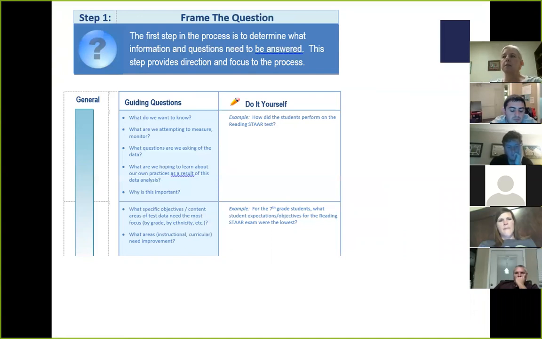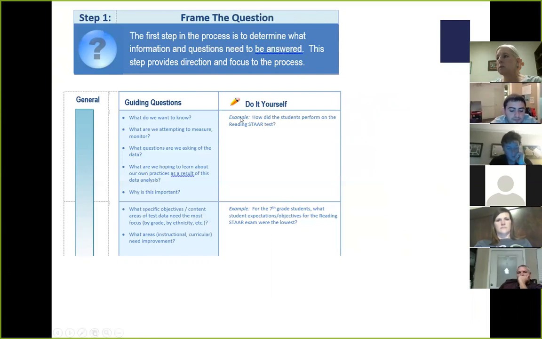About how you do this, because I can sit here and say all night, get the right question, make it specific, etc. So, for example, here are some guiding questions, and it starts very generally, and as you move along the continuum here, it becomes more and more specific. So what kind of questions do you have to ask? Well, what do we want to know? What are we attempting to measure or monitor? What questions are we asking from the data? What are we hoping to learn about our own practices? And why is this so important?